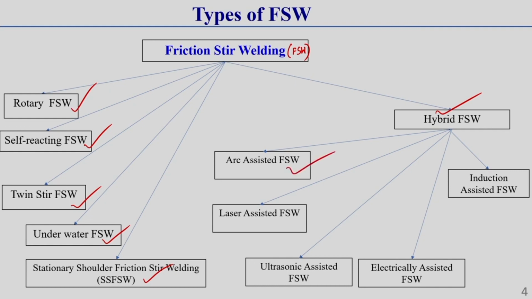It can be arc assisted friction stir welding process, laser assisted friction stir welding process, ultrasonic assisted, electrically assisted, and induction assisted friction stir welding process. These are the very popular hybrid friction stir welding processes, that is why I am showing these names. Okay. Now, I will discuss this in subsequent slides in detail.